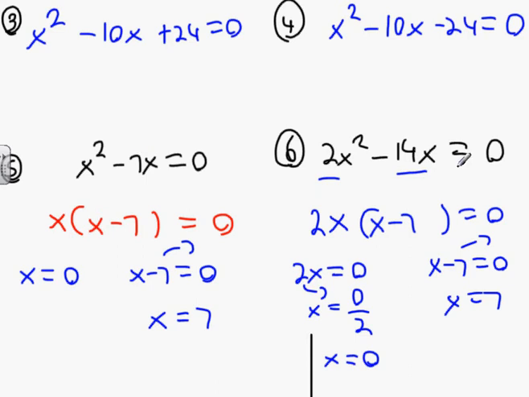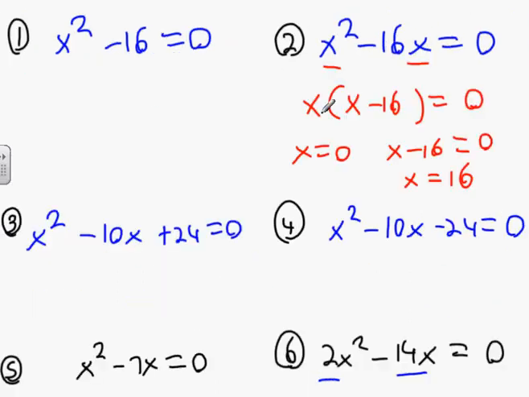Now lads, next thing we're going to look at is number 1. What's the key difference between number 1 and number 2? One has an x and the other doesn't. You can't take out anything here. There's nothing in common to take out, is there? No. You change 16 into 4 squared. Everybody agree that 16 is 4 squared? And what's left over then?